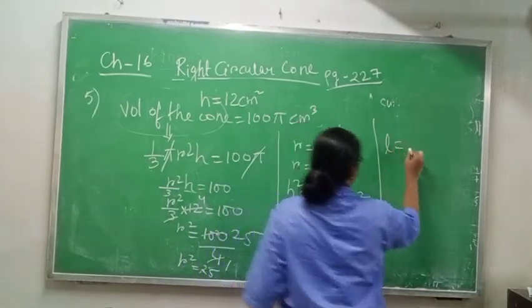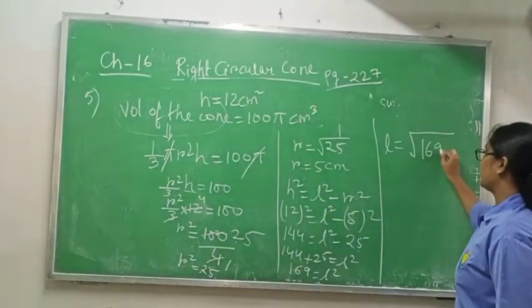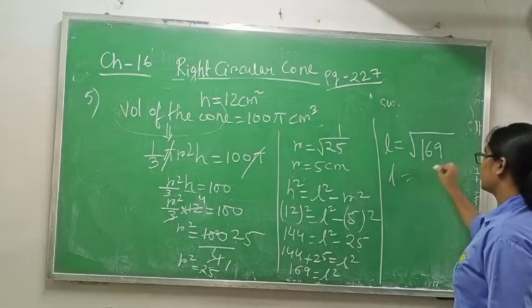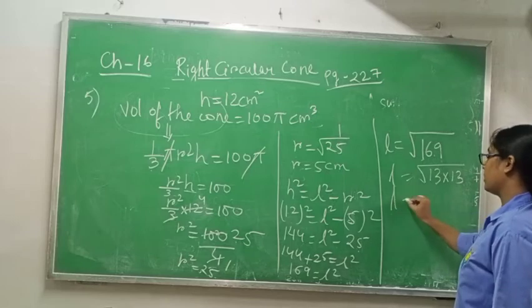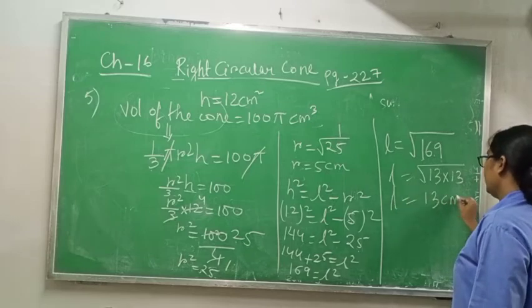So l equals root over 169. And you know that 169 is the square of 13. 13 into 13 you will get 169. So l equals 13 centimeter.